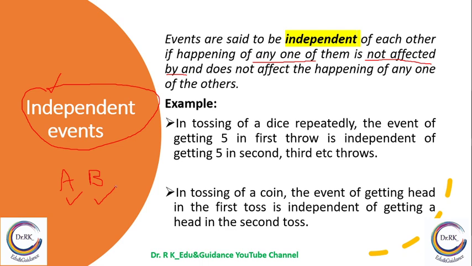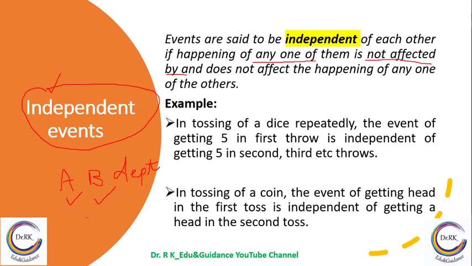If A gets the gold medal, then B cannot. So B getting the gold medal depends on A also. Therefore they are dependent events. If B gets it, that means he is stopping A from getting the gold medal. So they are dependent events.